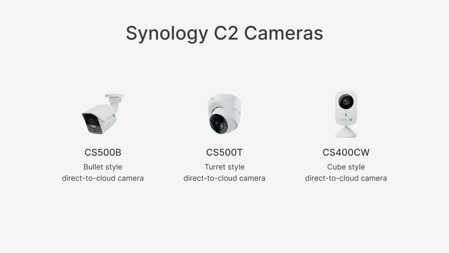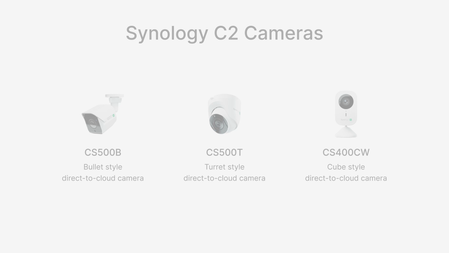Now, the CS400CW is a Wi-Fi enabled direct-to-cloud camera that is great for those smaller environments that may not have the ability to run PoE directly to the cameras themselves. Maybe they only have a USB-C connection very close to where they need a camera placed.